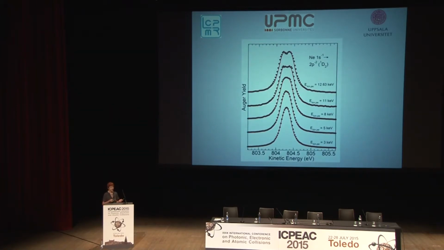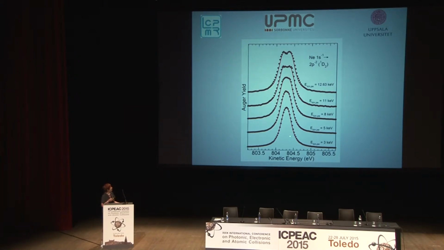So this is the experimental result. This is a kinetic energy scale, because it's Auger, of course. We have selected one particular final state for Auger, which is this final state here. But what I'm describing holds for the whole spectrum. These spectra are taken as a function of increasing photoelectron energy up to about 13 keV, which is the maximum we can reach.